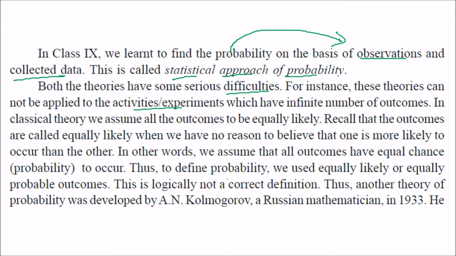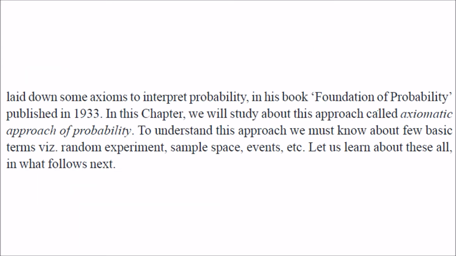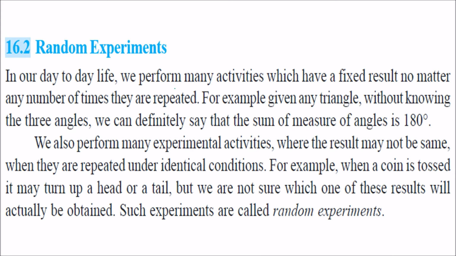We'll define the probability as discussed by the great A.N. Kolmogorov, a Russian mathematician, who had a book called Foundation of Probability. So we are going to see here the axiomatic approach of probability, and we will present and discuss the terms in detail, like the random experiment, the sample space, events, etc. So let us start with the random experiment.